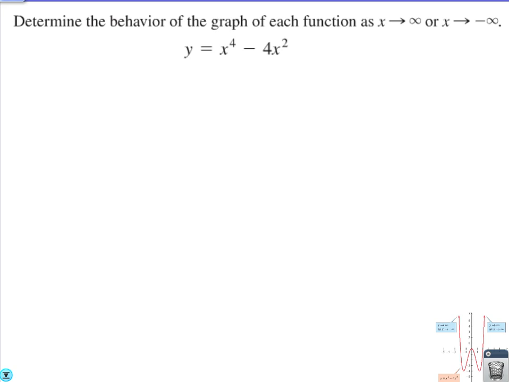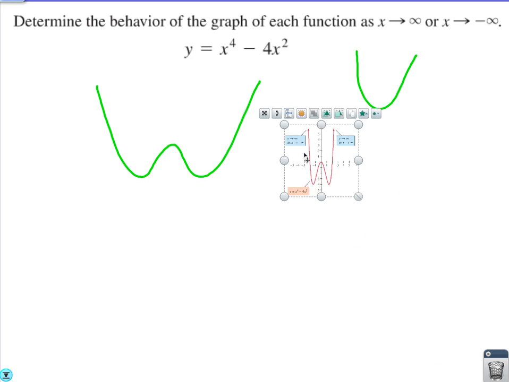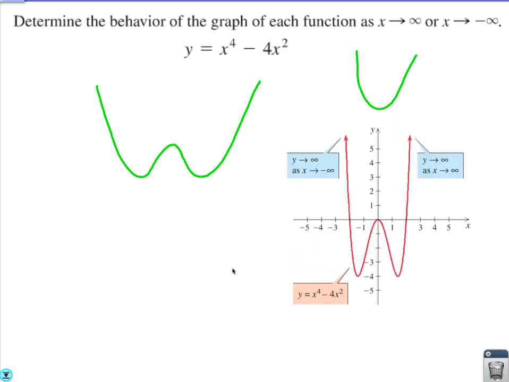X to the fourth. Think about x squared. To think about what an even graph does, think about x squared. X squared is a parabola. X to the fourth is a parabola with a hump in the middle. And you see here, it's a W. The reason this one is W, notice it's an even function. It's going to have symmetry. It's going to have that reflection of symmetry there.